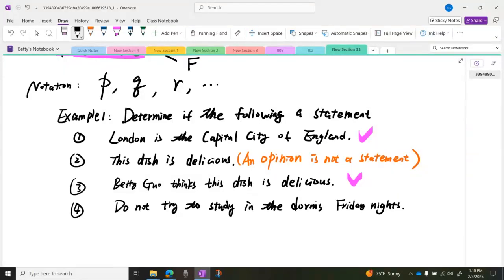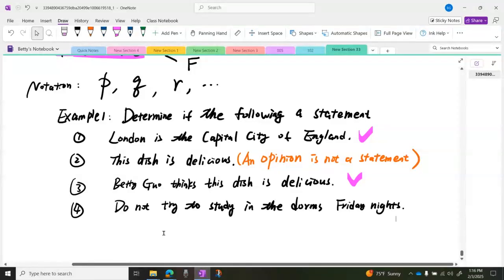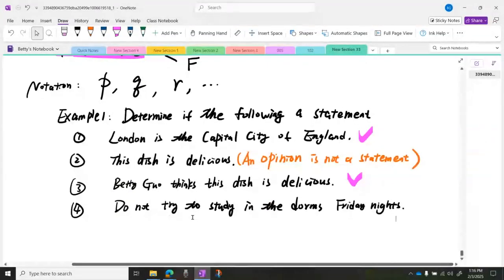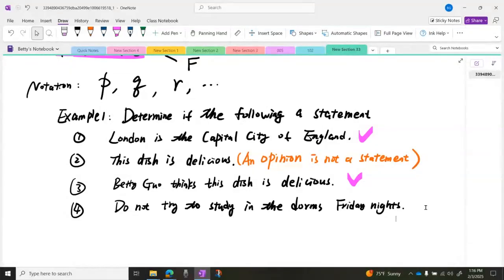I would think this sentence is not a statement. Yeah, Levy, I agree with what you typed here. It is not a lie though. It could be true because Friday night maybe is very noisy. People like to have parties in the dorms. So I would see this as a suggestion or a recommendation. Also, it's actually kind of an opinion, right, guys? This one is not a statement.